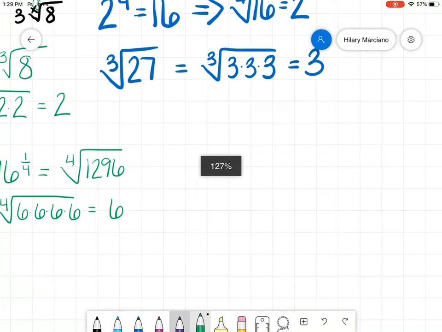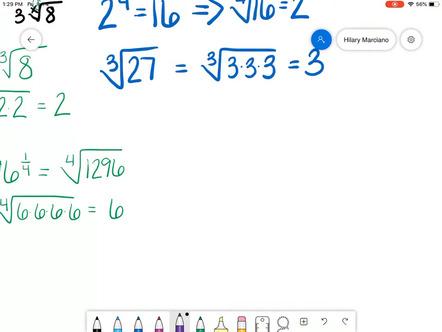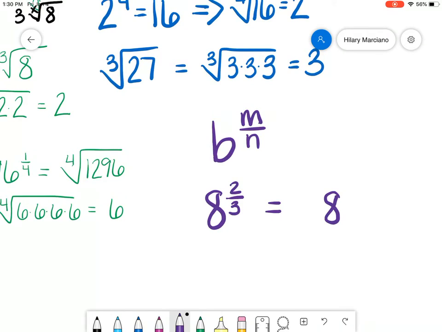Now let's take what we've learned and apply that with numbers that aren't 1 on top. So now we're going to do this b to the m over n. So any number is m and any number is n, and we can solve this. So let's take 8 to the 2/3 power. We can rewrite this as 8 cube root, because we're taking our denominator, and then we're going to square all of this.